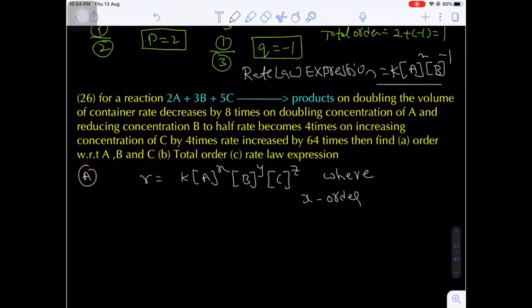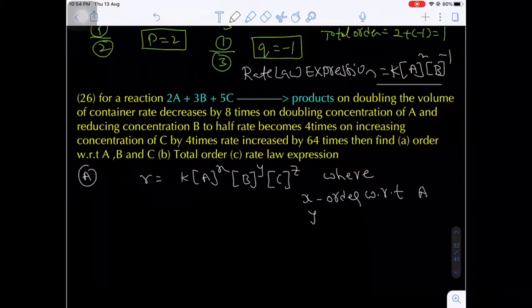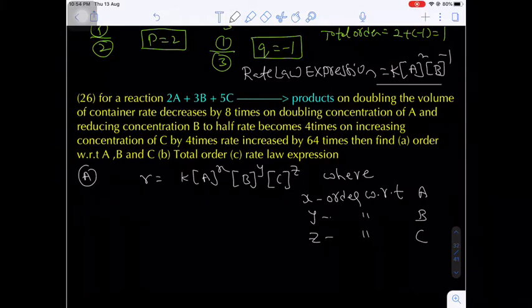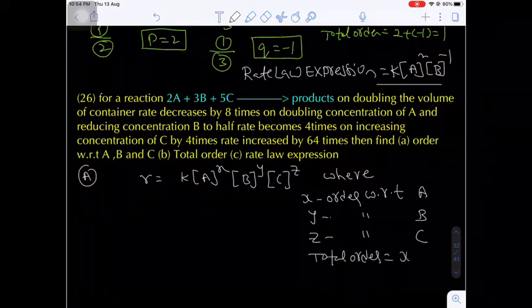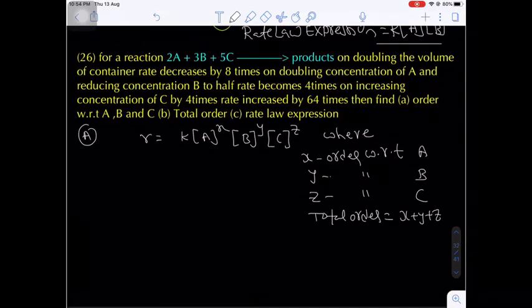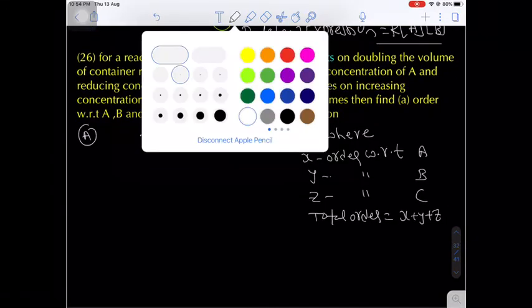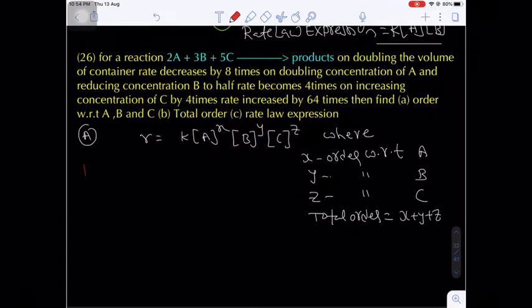where x is the order with respect to A, y is the order with respect to B, z is the order with respect to C. What is the total order here? x plus y plus z. So we have to calculate x, y, z, and we have to find the total order and the rate expression also. Now what is the first information given here?